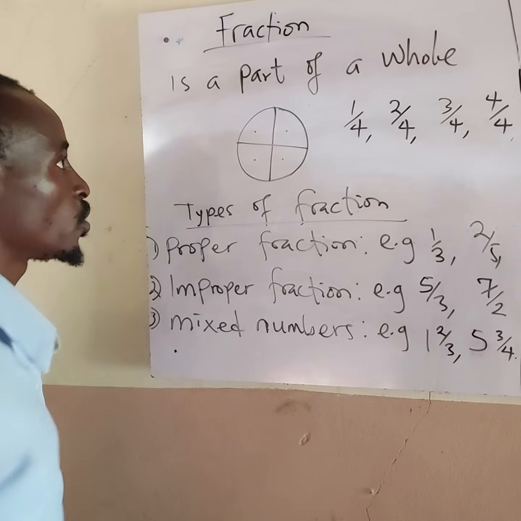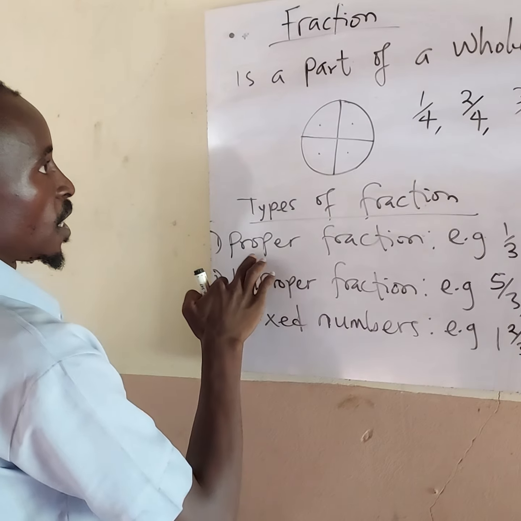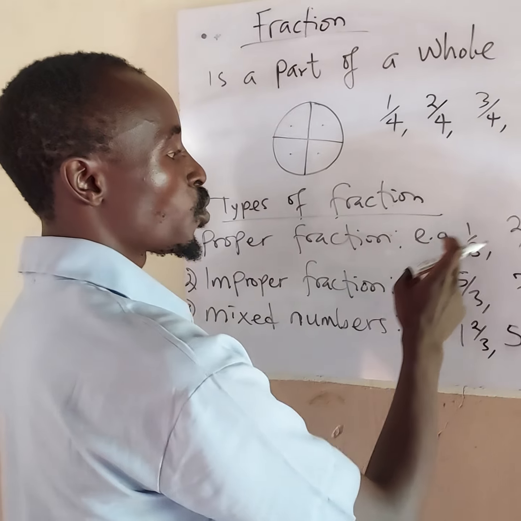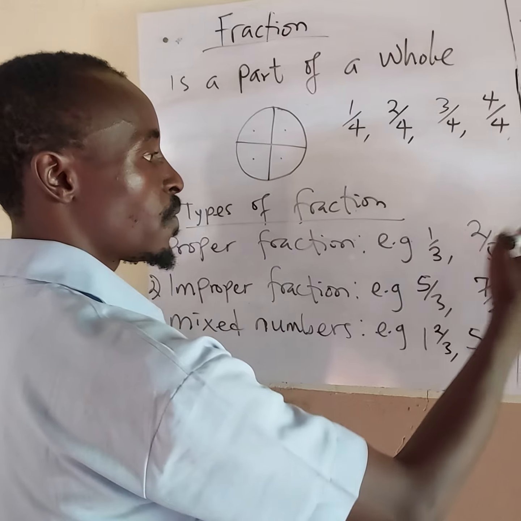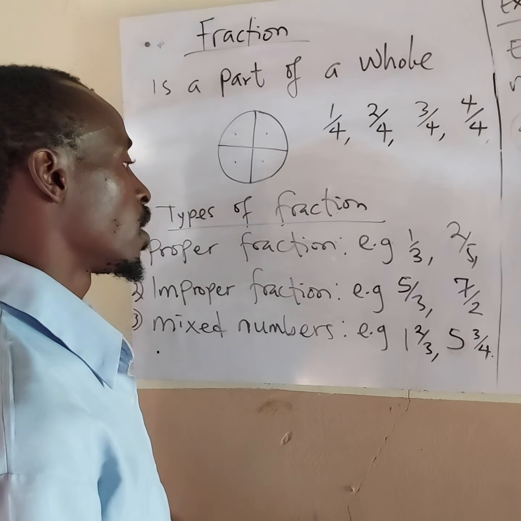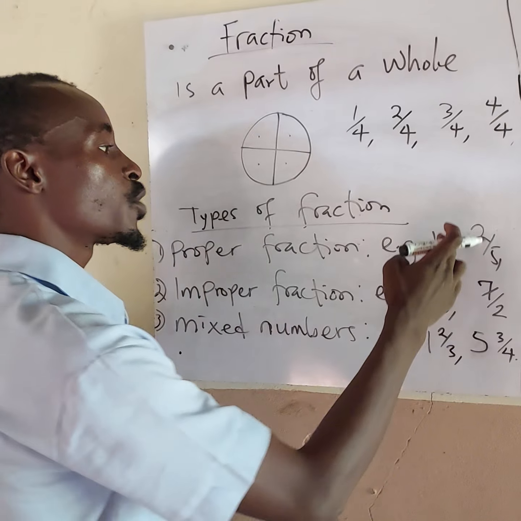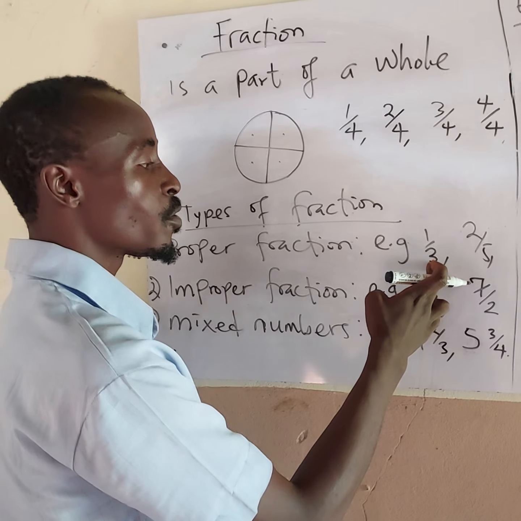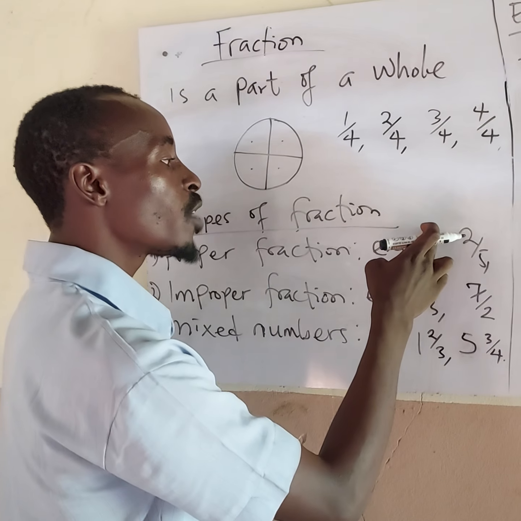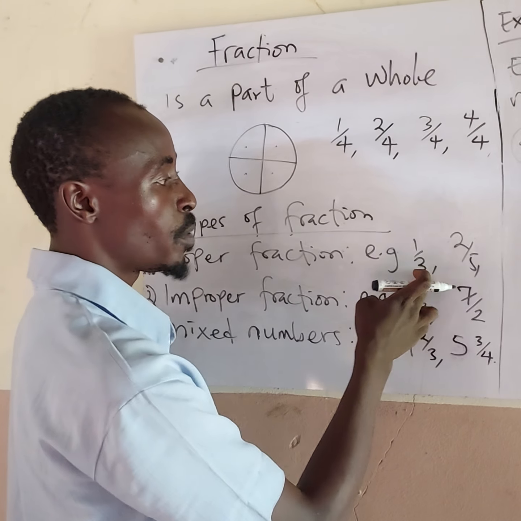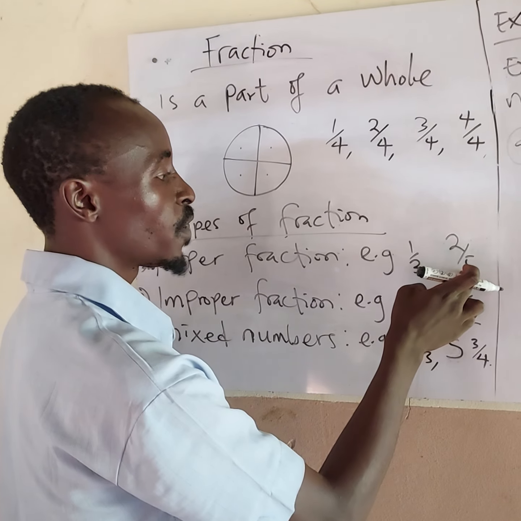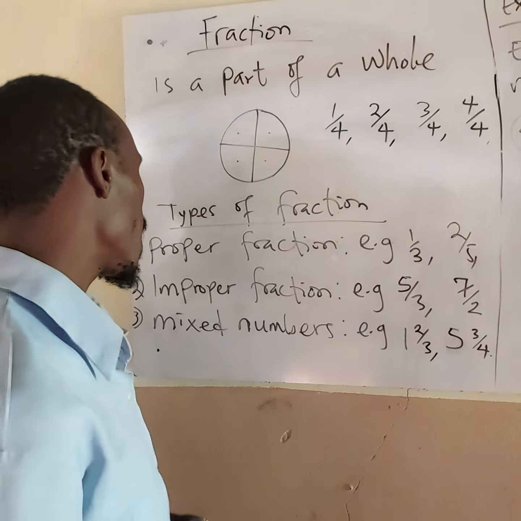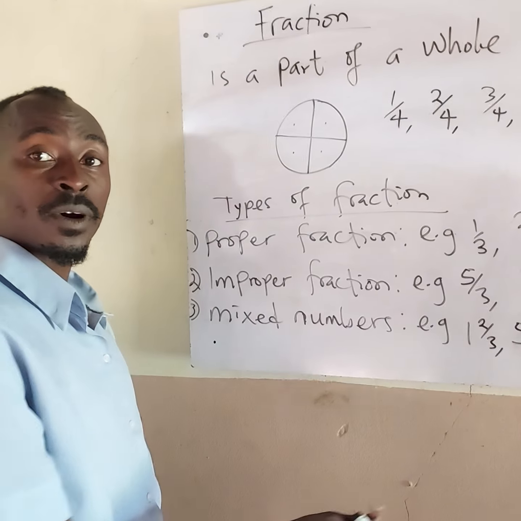And we have types of fraction. We have proper fractions. An example of a proper fraction, you have 1 all over 3, 2 all over 5, etc. Now, you check something about proper fractions. A smaller number, that's the numerator, is always on top of a bigger number, the denominator. So a smaller number on top of a bigger number is a proper fraction.